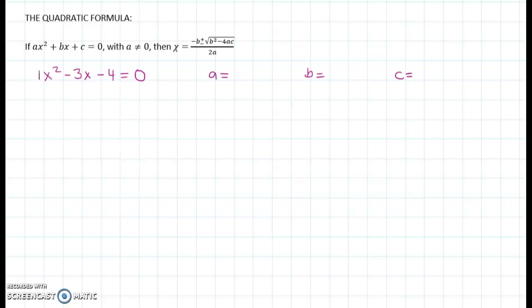Well, we don't see anything. That means there is a 1 multiplying x squared, so we have only 1 x squared. B is negative 3, that's what we have multiplying x, don't forget the negative sign. And c is negative 4.